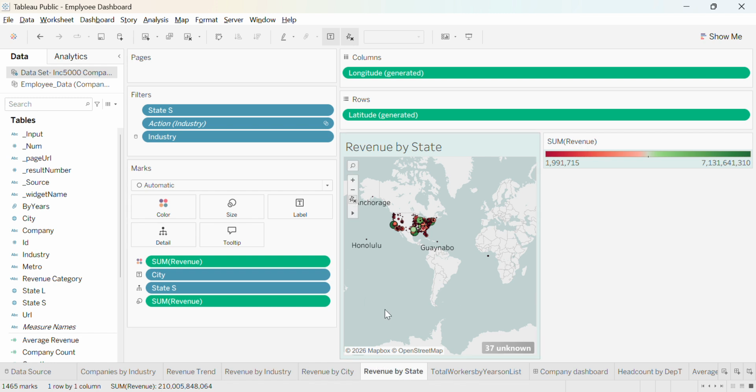You can, however, hover over any state and a tooltip appears showing the state name, city, the total revenue and the number of companies. Next, fourth is the revenue growth.